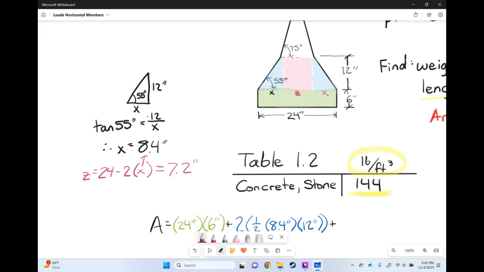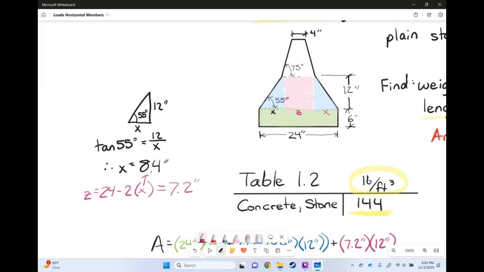So the base we just said was 7.2 inches. The height again was 12 inches. So we've got a good decent chunk of it.